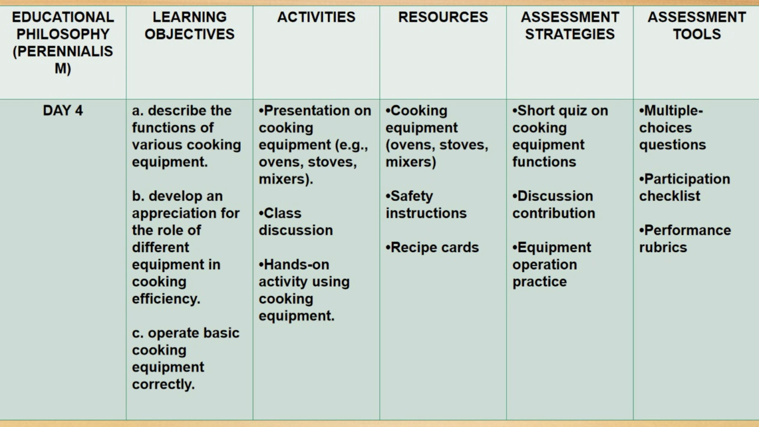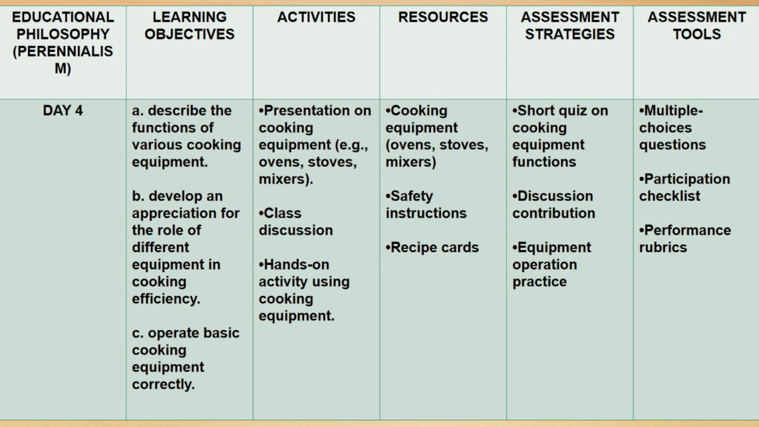For example of this, which equipment is used for baking cakes? A. Stove, B. Microwave, C. Oven, D. Blender. So for the affective, participation checklist, description, a checklist used by the instructor to observe and record students' contribution during the class discussion. So this tool assesses students' appreciation for the role of different equipment. For example, criteria might include shares favorite equipment, explain reason for preference, and listen to other opinions.